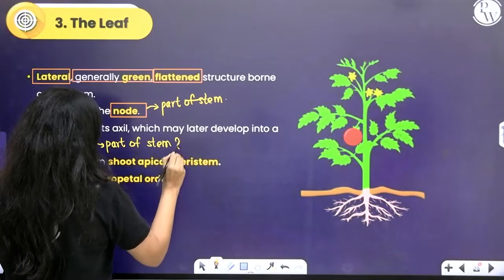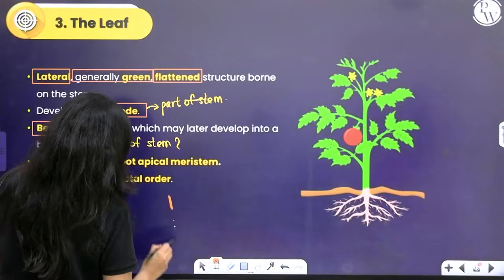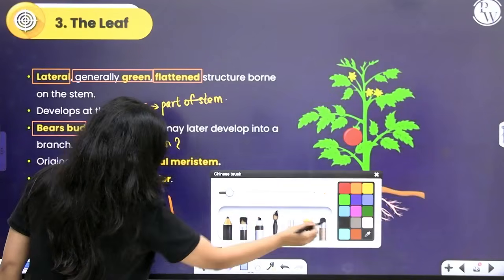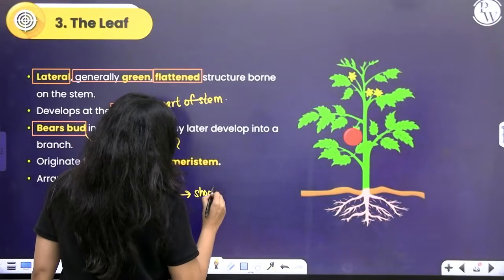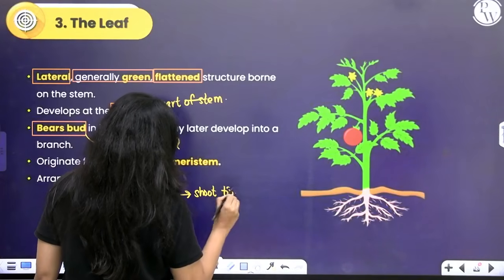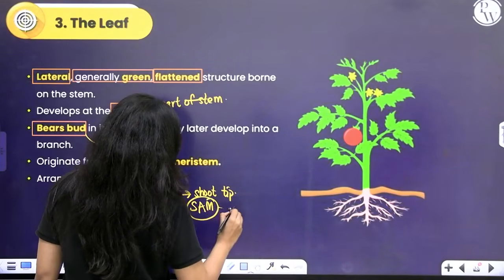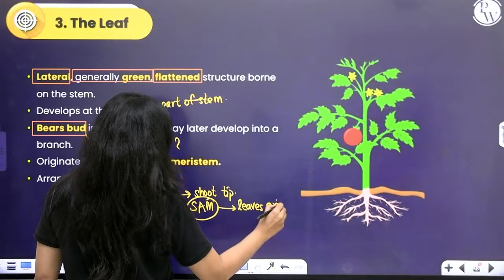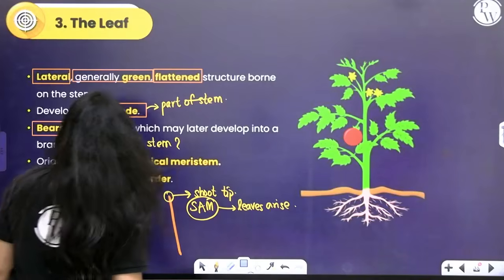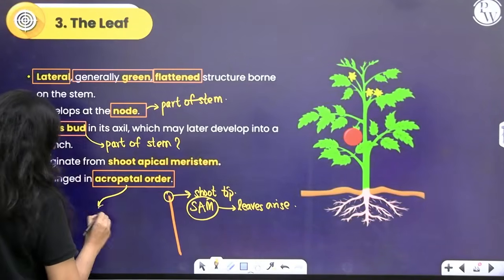How do these leaves originate? If this is the tip of the shoot, similar to how at the root tip you had root apical meristem, at the shoot tip you will have shoot apical meristem. From that shoot apical meristem, leaves will develop. Okay. These are arranged in acropetal order. What does acropetal order mean now?